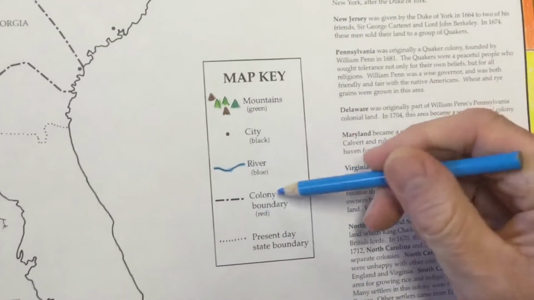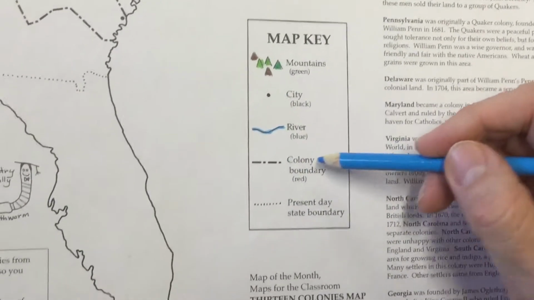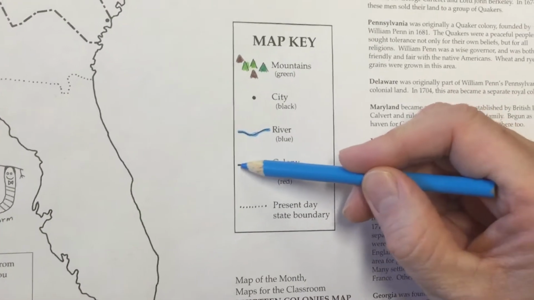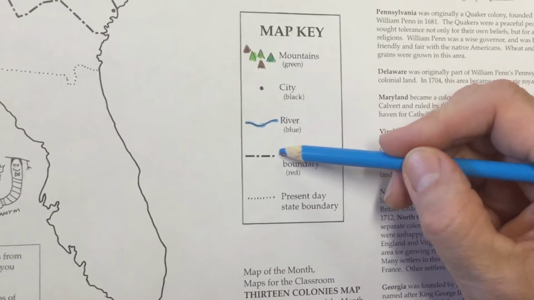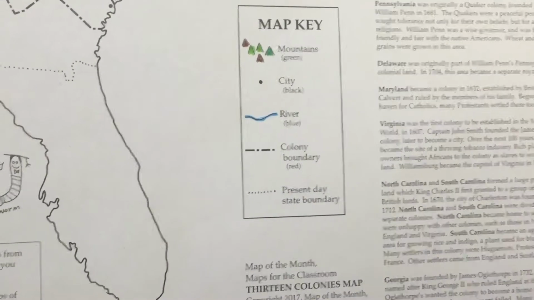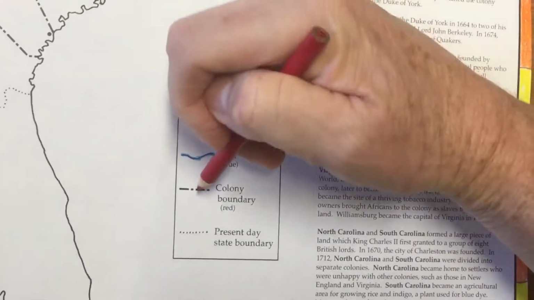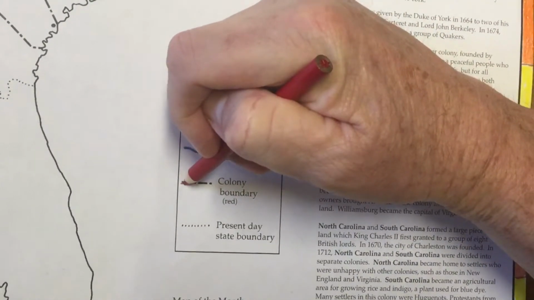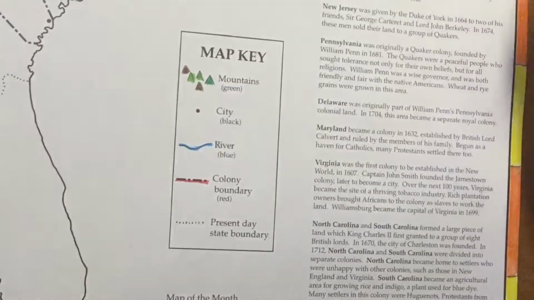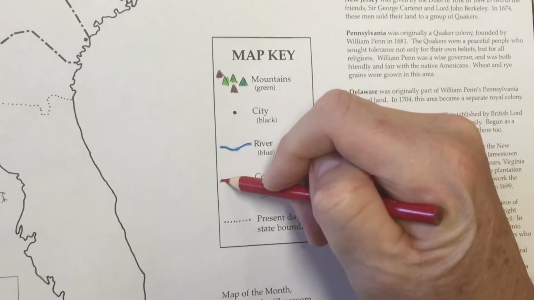Okay, and next we have 2 different kinds of boundary lines. One, the darker line with a long line and a dash, is the colony boundaries. Okay, and I think it'd be good to use a red for that. So I'm just going to put a single red line over that. You don't have to make it too thick, just go right over it once.